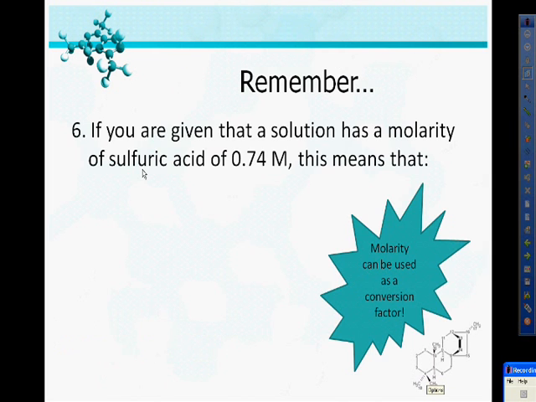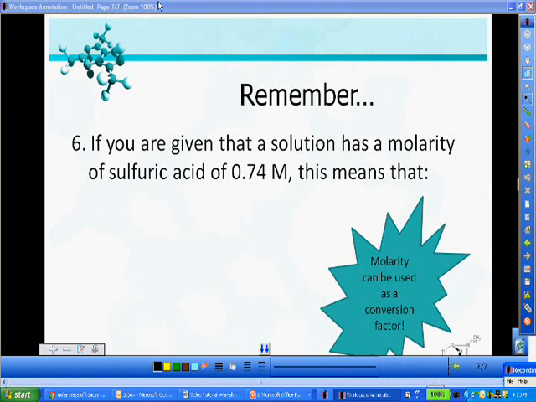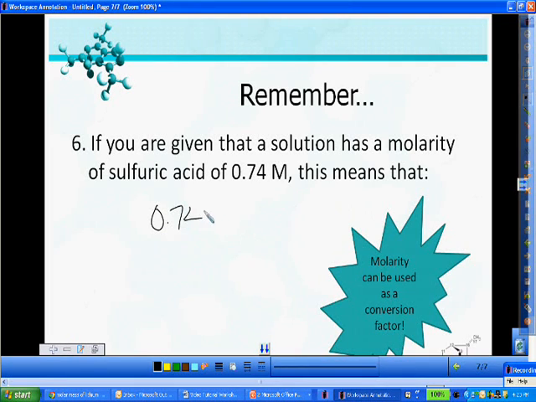This is the last problem. I just want to remind you that if you are given a solution, and let's say it has a molarity for sulfuric acid, and so you have a 0.74 molar solution of sulfuric acid, H2SO4, this means that you have 0.74 moles per 1 liter of solution. So this is how molarity can be used as a conversion factor.